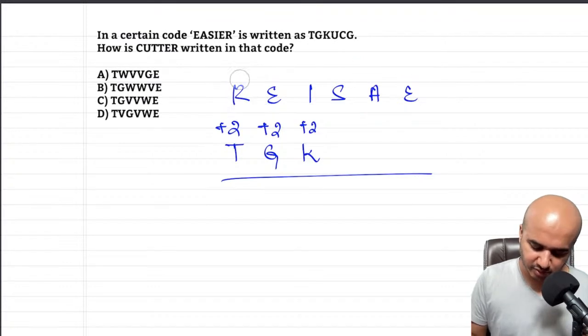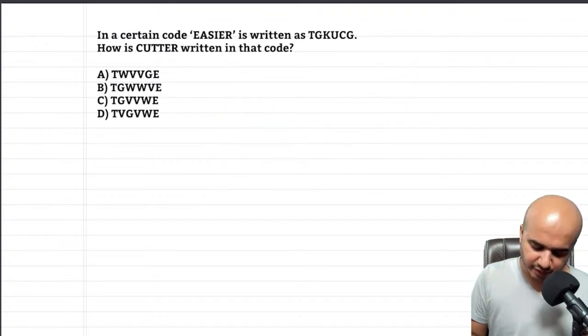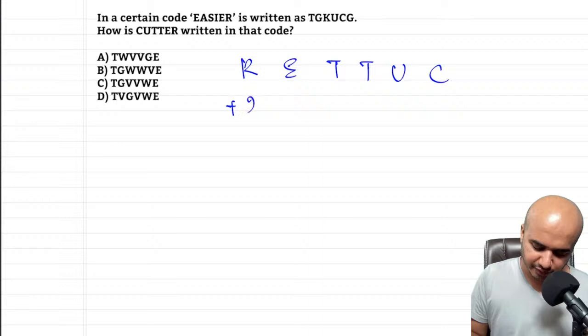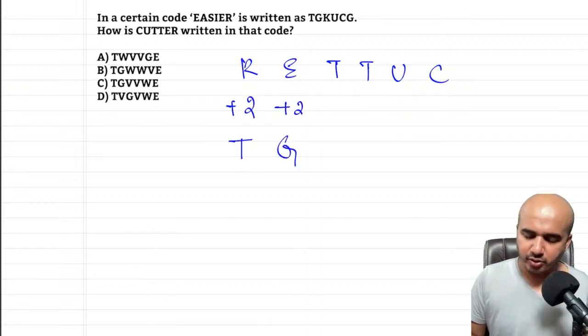That is what they have asked, no? So let me write it in reverse itself. R, E, T, T, U, C, and then plus 2 for each letter: T, V, V, W, E, and so on.